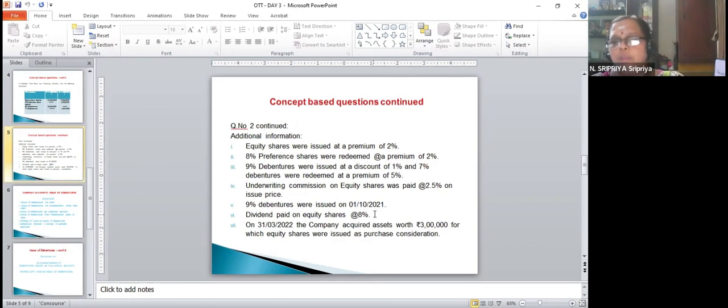Dividend paid on equity shares at 8%. You know pretty well that equity shareholders are the residual owners of the company.